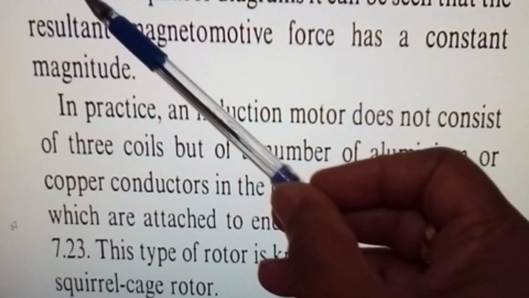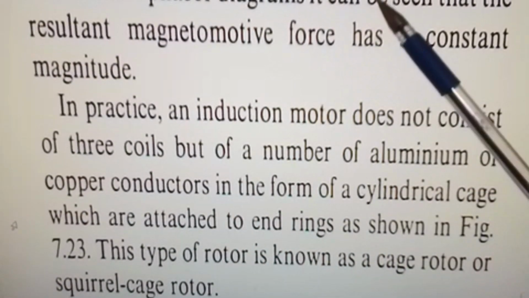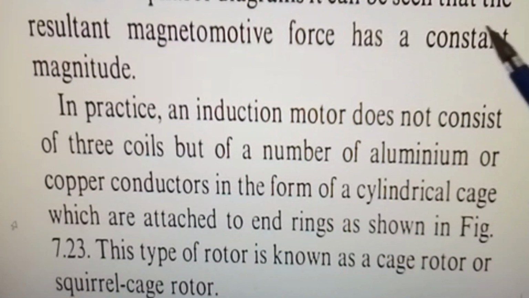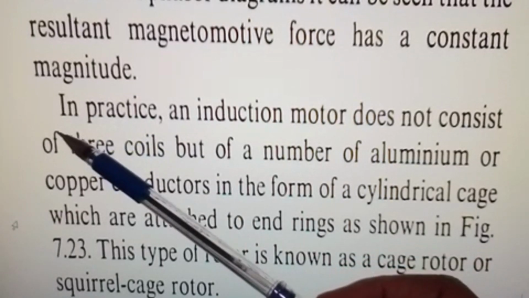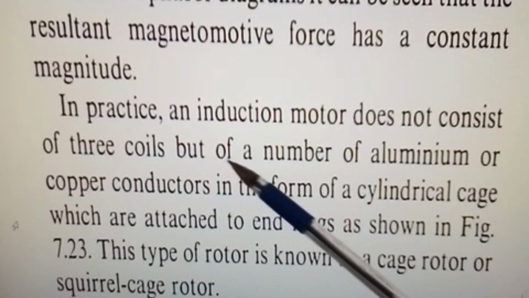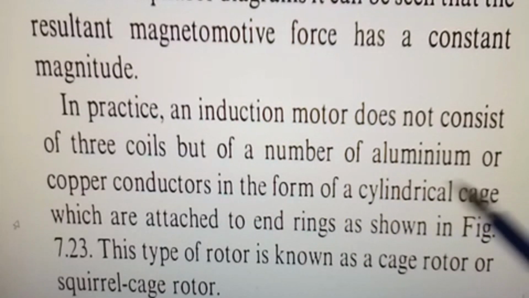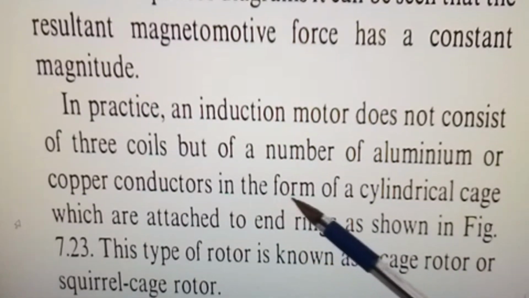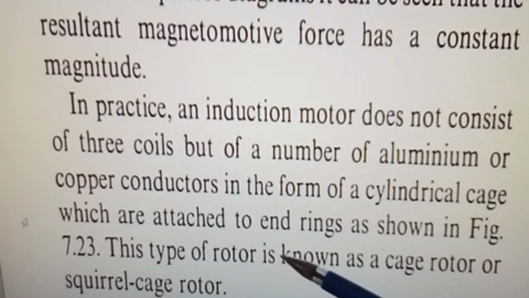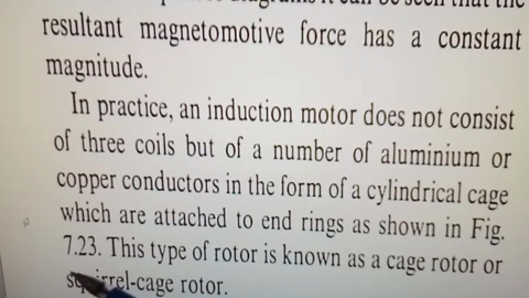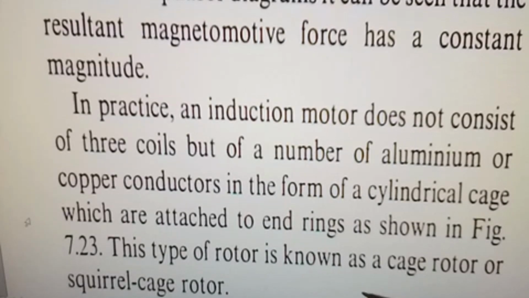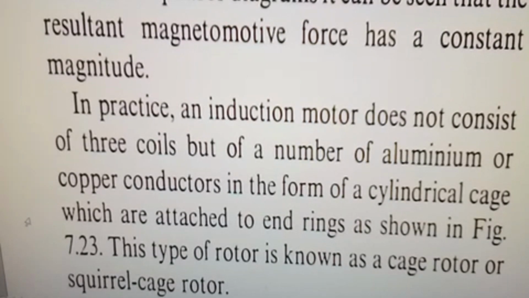Now, from the 6 phase diagrams, it can be seen that the resultant magnetomotive force has a constant magnitude. In practice, an induction motor does not consist of 3 coils, but of a number of aluminium or copper conductors in the form of a cylindrical cage, which are attached to end rings as shown in figure 7.23. This type of rotor is known as a cage rotor or squirrel cage rotor.